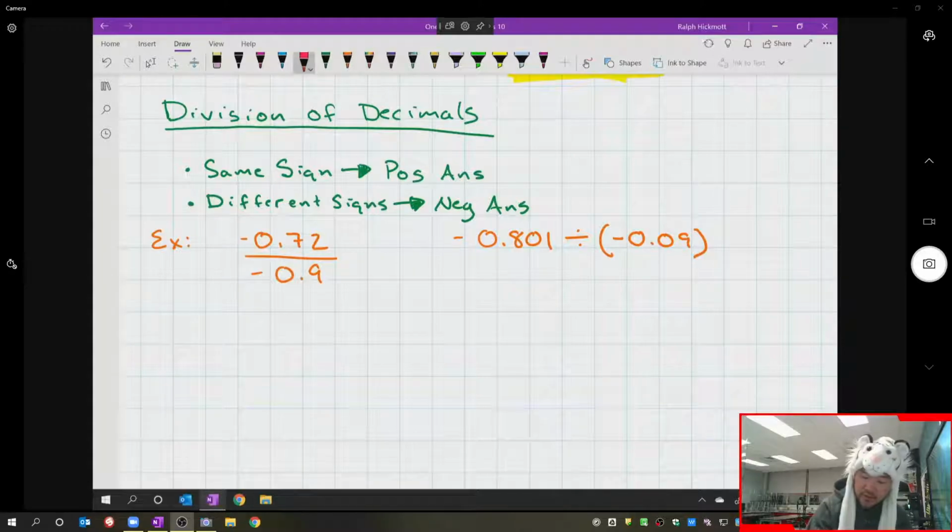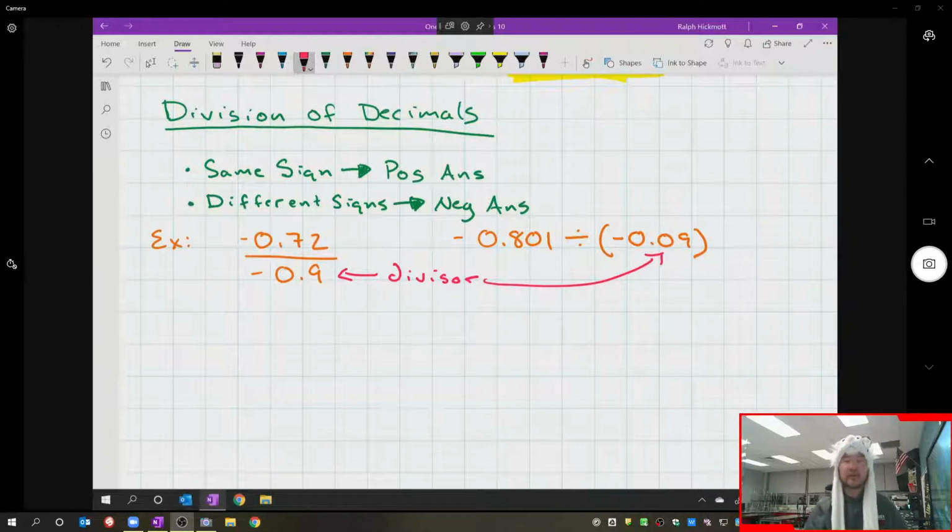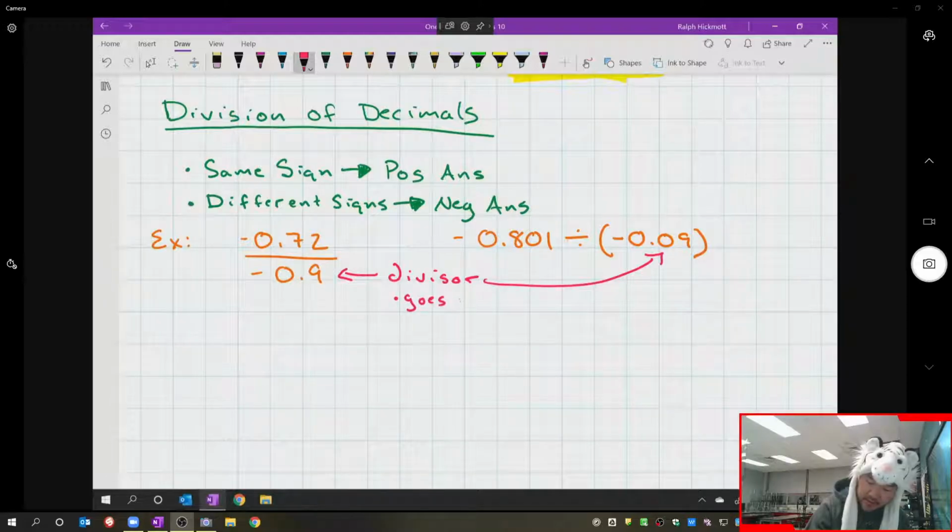So the key thing to remember about these is that the divisor is the bottom number and the second number, okay? And that's what goes on the outside. So the divisor goes on the outside. And that's what we've got to be careful of. So just think about how it's read.